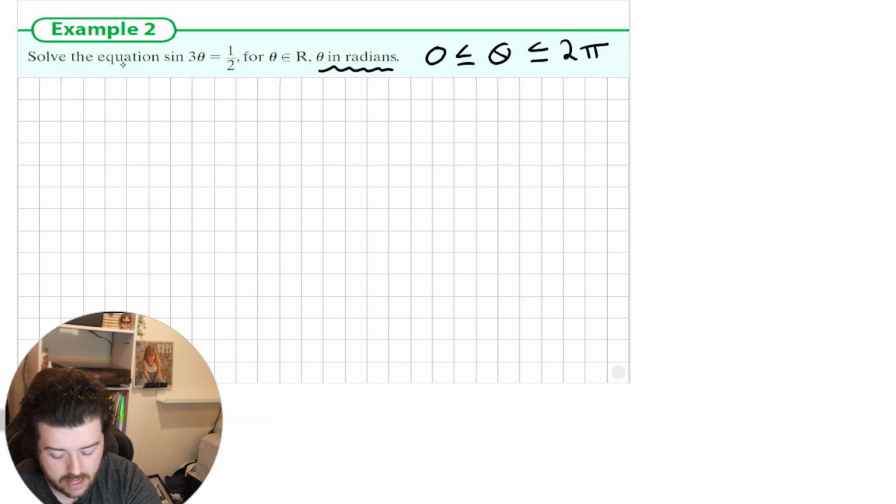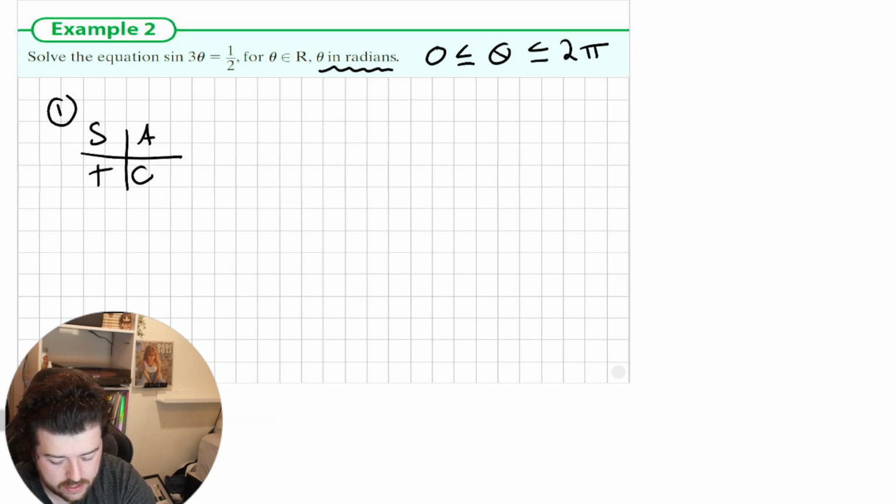So let's start this off the way we usually do. Identify what region sine 3 theta is in. So it's positive a half. So it is going to be in the first region and the second region.